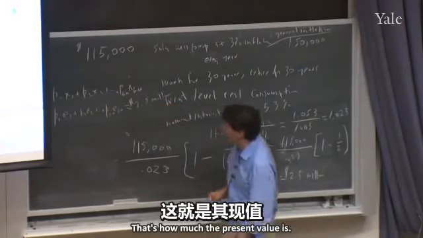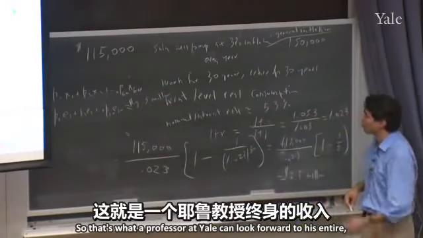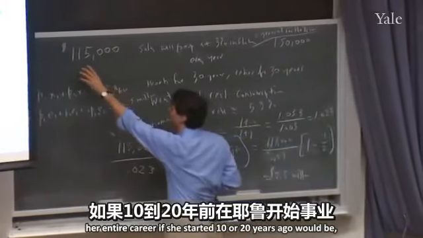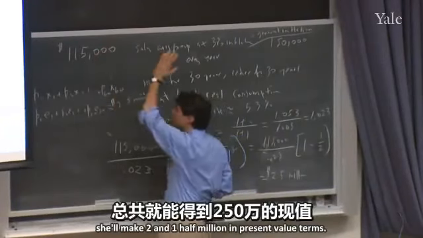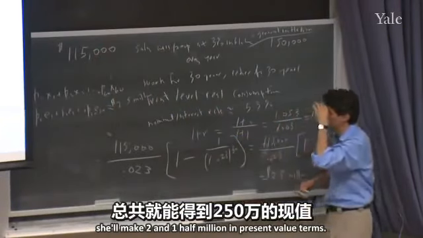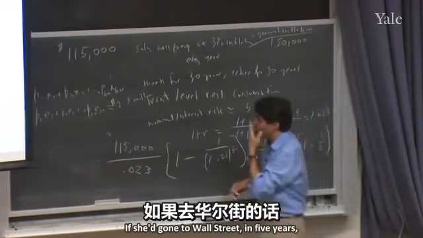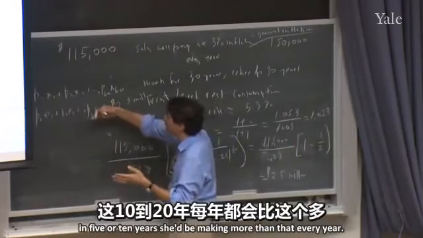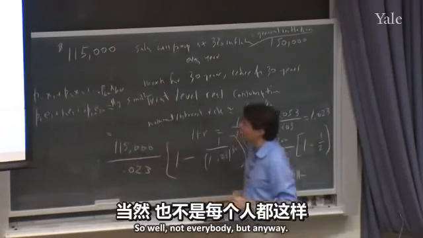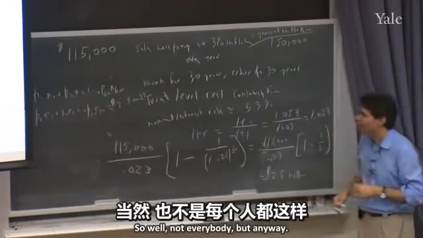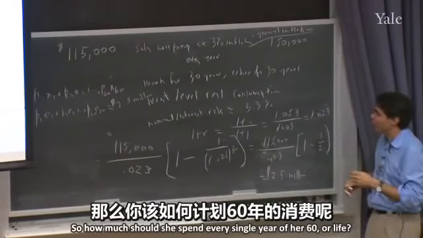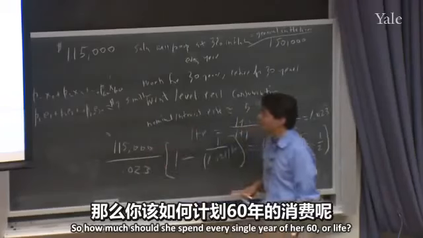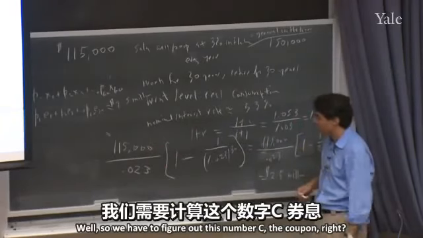That's the present value. So that's what a professor at Yale can look forward to in her entire career, if she started 10 or 20 years ago. She'll make 2.5 million in present value terms. If she'd gone to Wall Street, as a Yale undergraduate, in 5 or 10 years she'd be making more than that every year. Well, not everybody, but anyway. So how much does she spend every single year of her 60-year life?